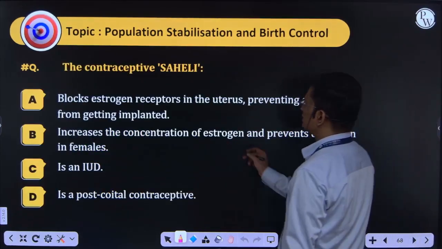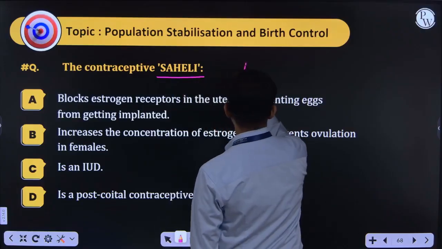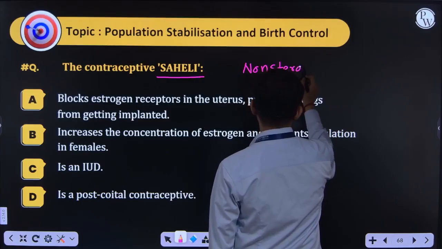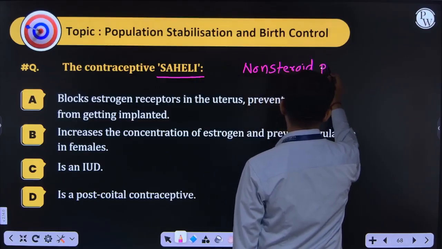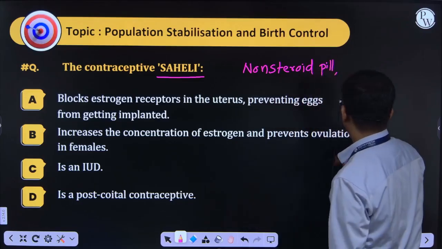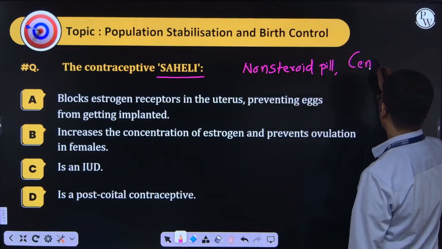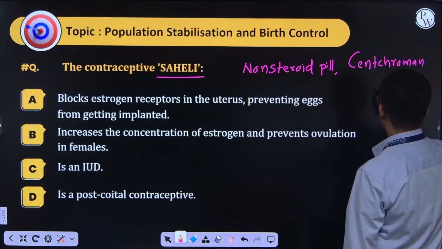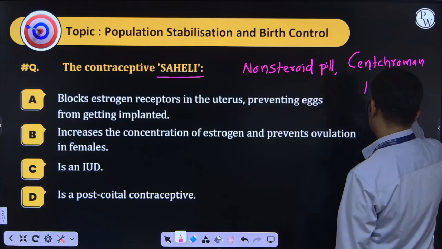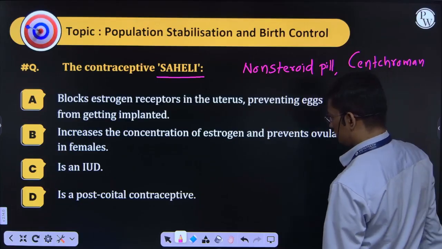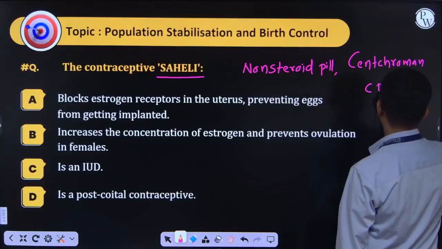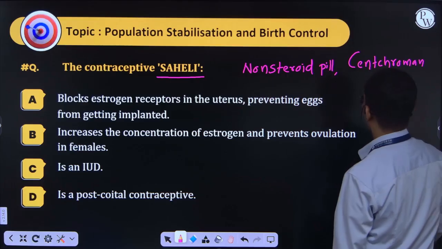Contraceptive pill Saheli. Saheli is the first non-steroid pill. There is no steroid, so side effects are less. It is a non-steroid, weekly pill, and the chemical present in this pill is centchroman. It was developed at the Central Drug Research Institute, Lucknow.